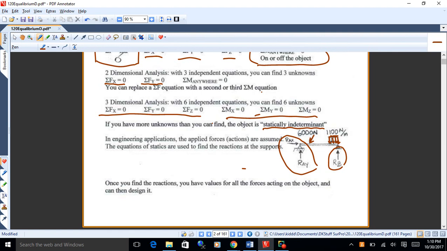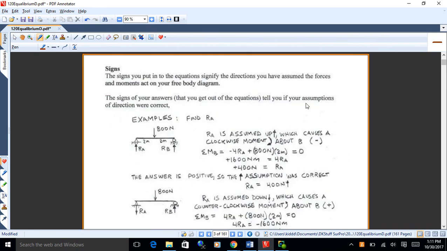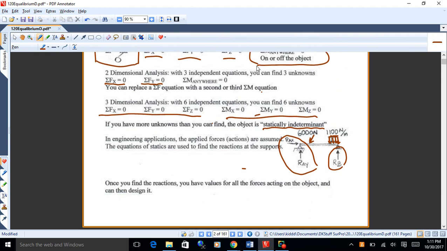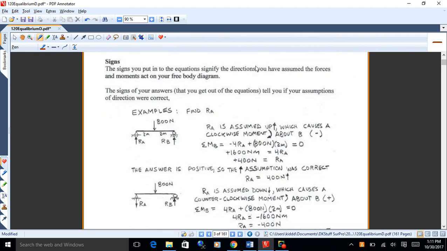And then once you've got the actions and the reactions, you know all the forces acting on the object, and you can design it then. But before you can design it, you've got to know all the forces. And that includes both what you're applying to it plus how the reactions hold it up. Okay? So this is the first step in doing design. You need to know what these reactions are before you can design something to withstand all the loads. So that's what we're up to here. This is probably the most important concept in the class. It's just this idea of equilibrium.